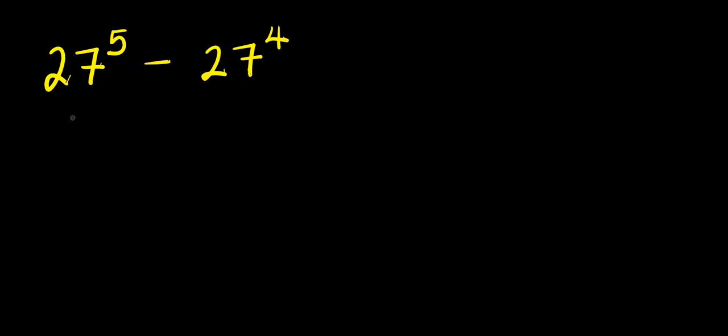Hello, how do we evaluate this without a calculator? This is 27 power 5 minus 27 to the power 4. So, what do we do?